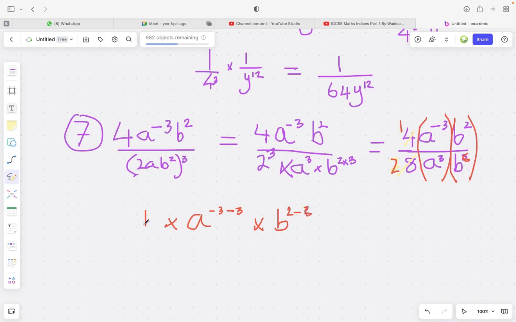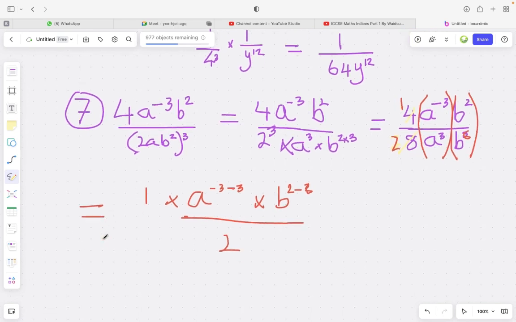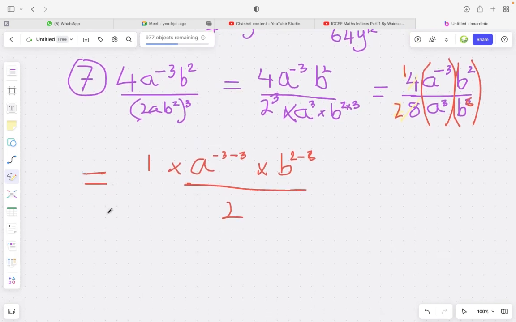So 1, and then every 2 over 2. Remember there's 2 at the bottom. Every 2 over 2. That's what we got just now. Now the next step, probably the second to final step, is to simply say 1 times anything is 1, so just deal with this. So you have a to the power of minus 3, you get negative what? Negative 6. So I have a to the power of negative 6.